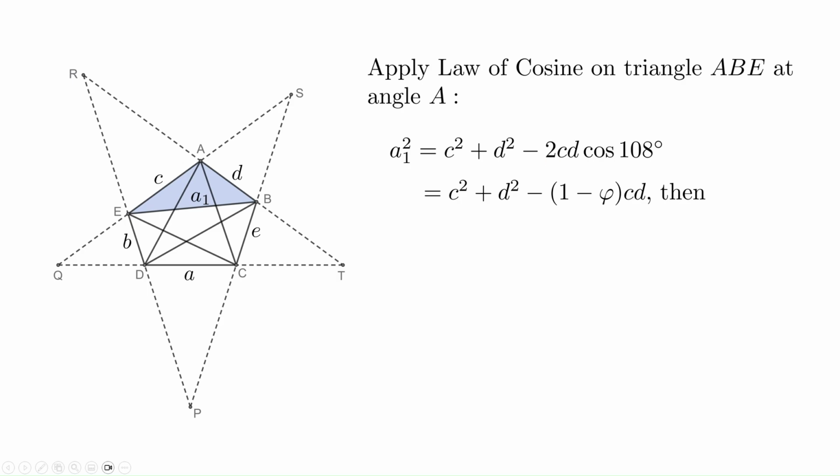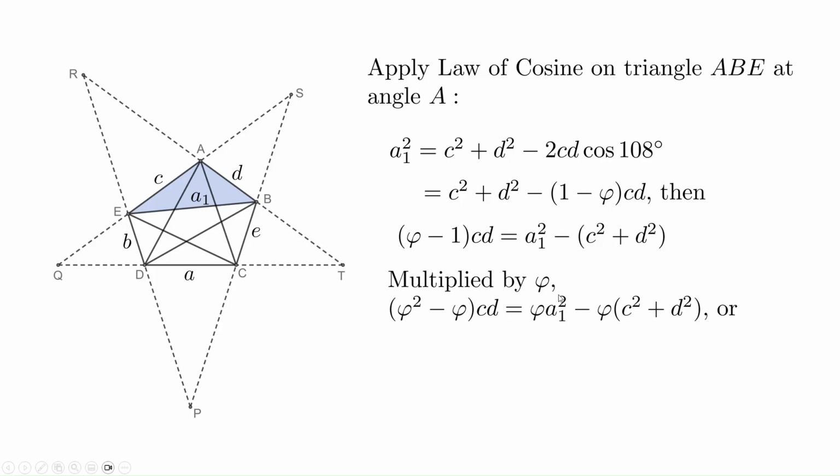Now we have a product CD of two sides. We want to solve for that. Phi minus 1 times CD equals A1 squared minus C squared plus D squared. Multiply by phi on both sides. The left side is phi squared minus phi. According to the quadratic formula for phi, we know phi squared minus phi is simply 1. So 1 times CD equals phi times A1 squared minus C squared plus D squared.